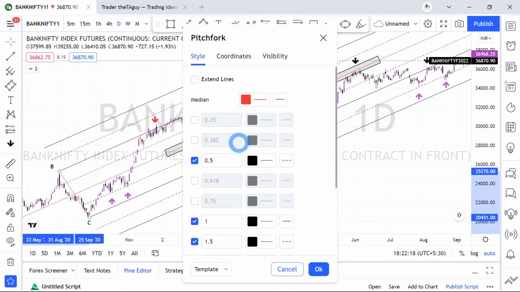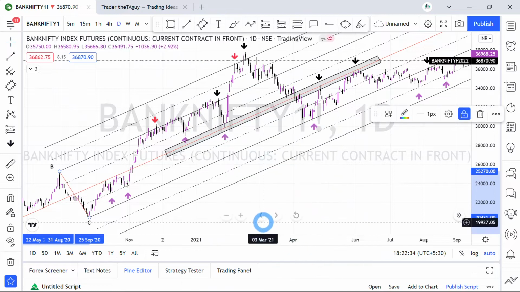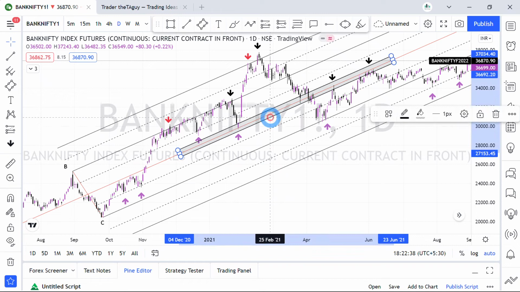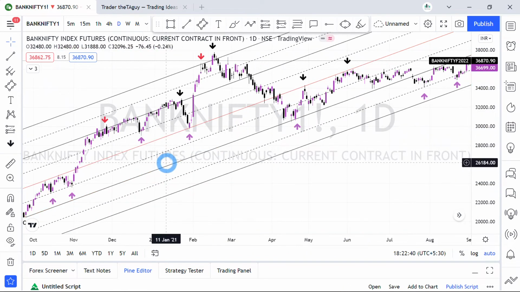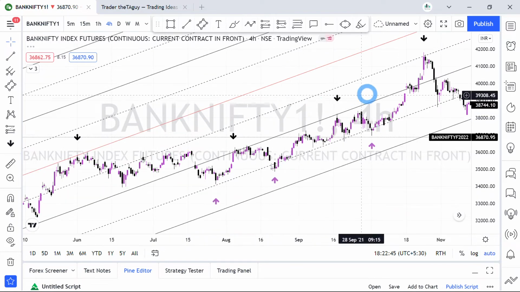So I started with here. Let me first tell you my levels. These are my levels: 0.5, 1, 1.5 and 2. 0.5 and 1.5 are dashed lines, and 1 and 2 are normal lines. 1 and 2 are major lines, so I have kept them normal. And the red one is the median line. So let's view it on lower time frames now.